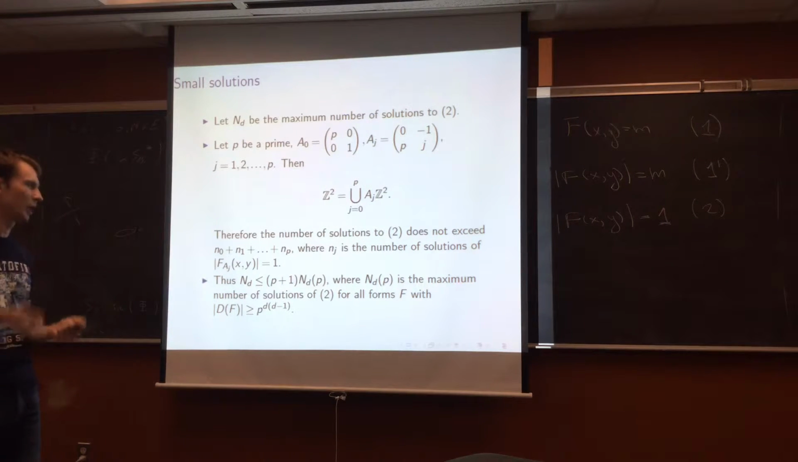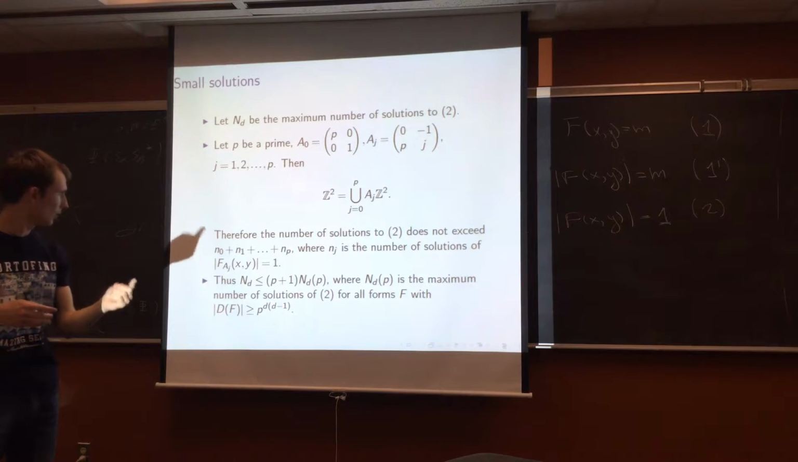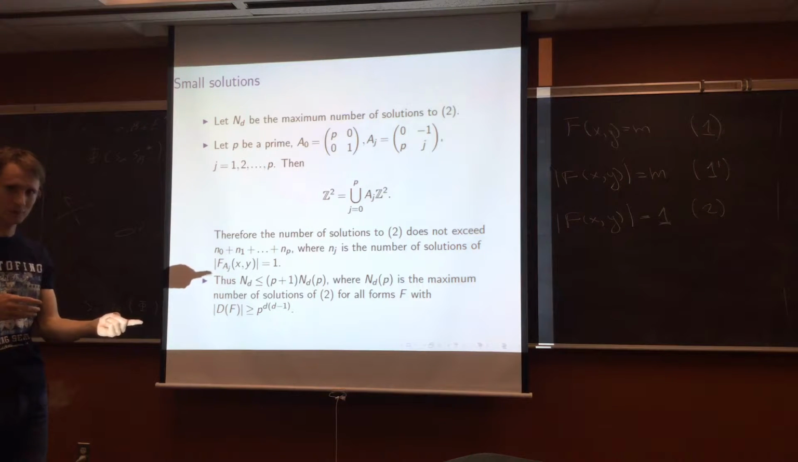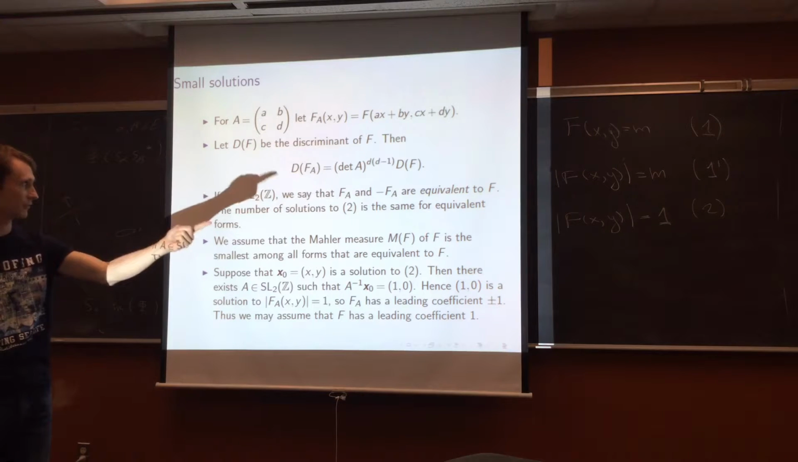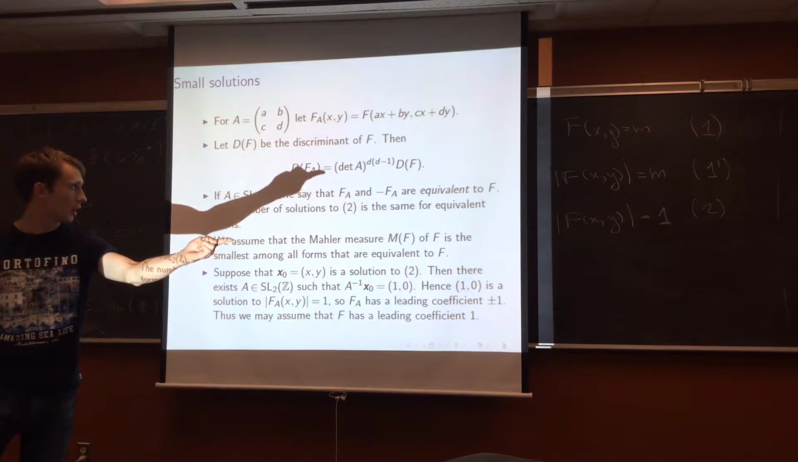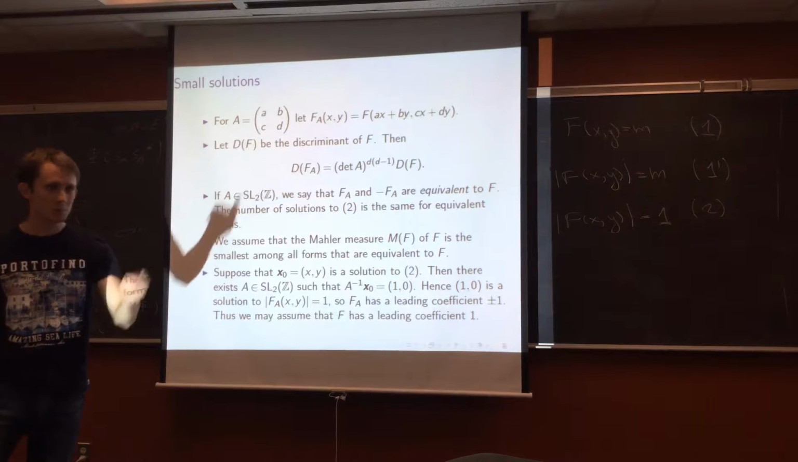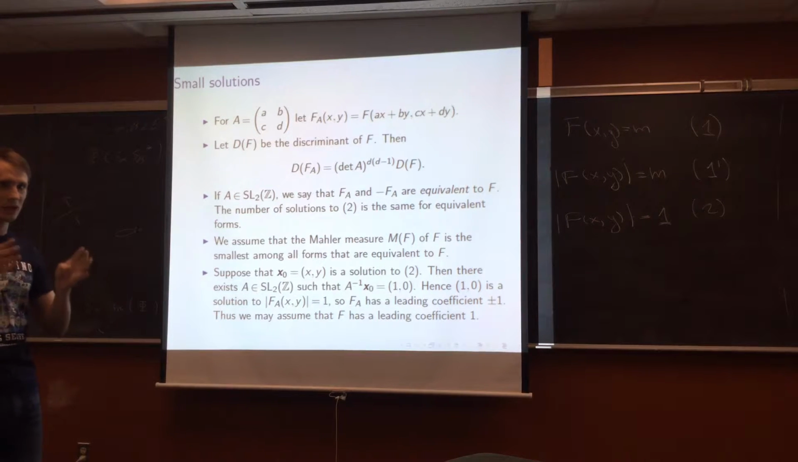Why am I doing this? Well, obviously, if I apply this to my original form f, this is going to increase the discriminant. Why is this going to increase the discriminant? Because of this: if the determinant of A over here is p, you are increasing your discriminant by p to the power of d times (d minus 1). It turns out that if your discriminant is large, this helps a lot.